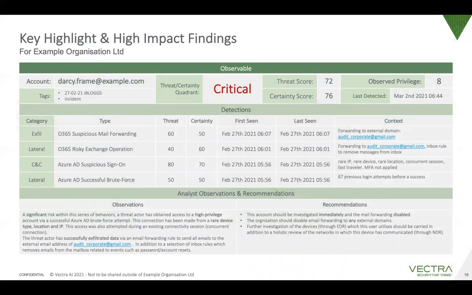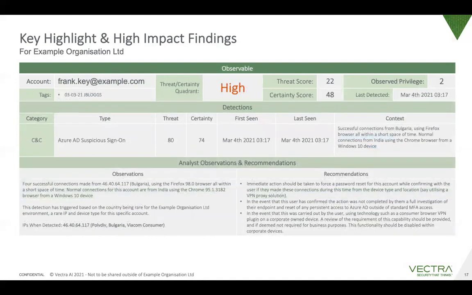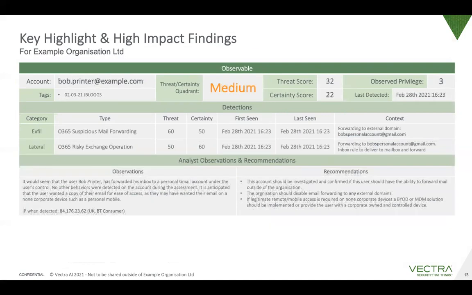And what I'm showing you here is the threat uncertainty that we have right now for this detection. There is some exfiltration, lateral movement, and command and control for this critical detection. We also see high type of detections where you have a command and control in this case. And you can see at the bottom, we have observations, and we also have recommendations on what to do to solve this problem. Finally, we see here there is a medium type of detection. And once again, you can see exfiltration and lateral movement.